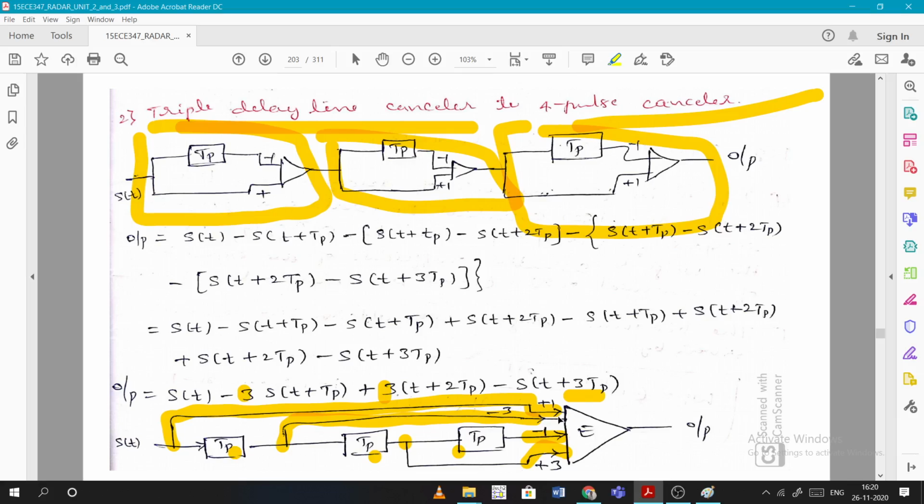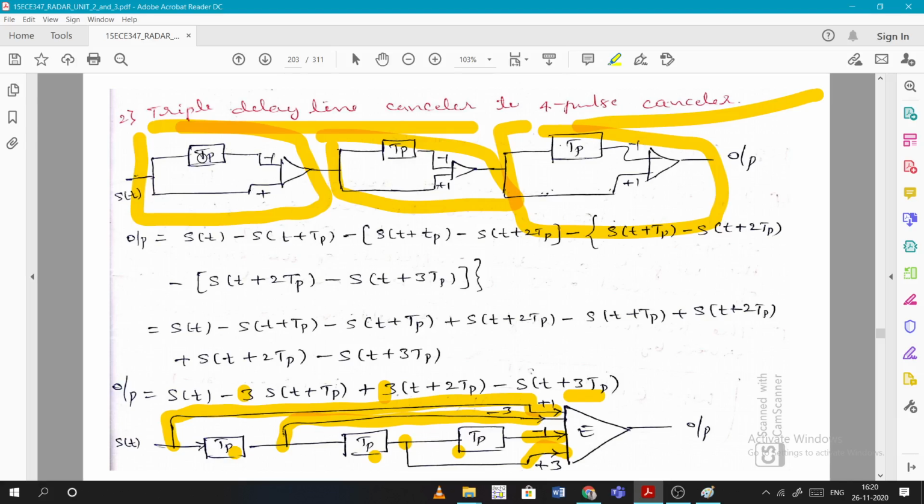That's what it is. And why is it called a 4 pulse canceller? Because this is a canceller, like a comparator. It is taking inputs of 4 wires, that means 4 pulses, right? Here it is taking 3. So that's what, the triple delay line canceller to 4 pulse canceller.